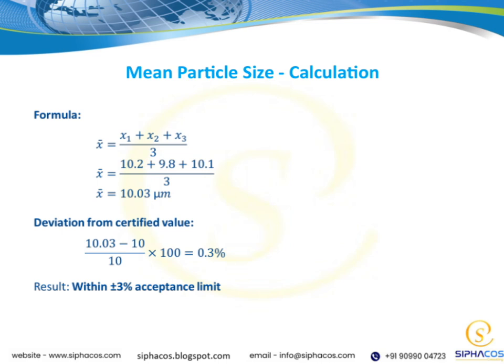The calculation typically involves using data from particle size analysis techniques, such as sieving or laser diffraction. The most common method is to compute a weighted average, where each particle size is multiplied by its corresponding percentage or volume fraction, and then summed up. This gives us a single value that reflects the overall particle size profile.